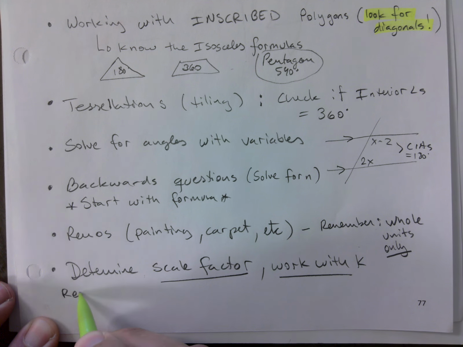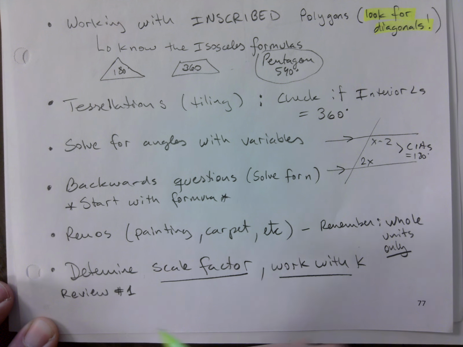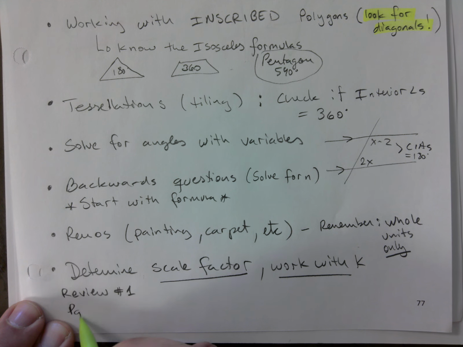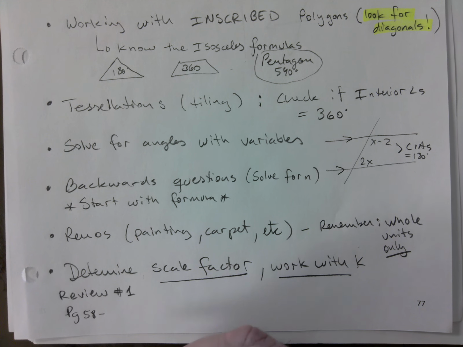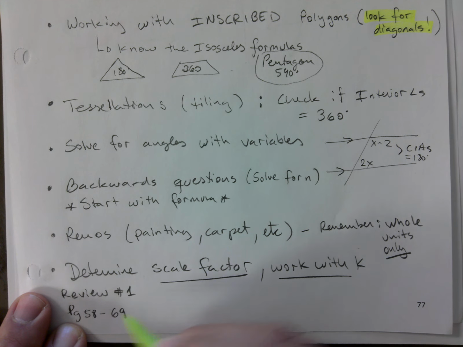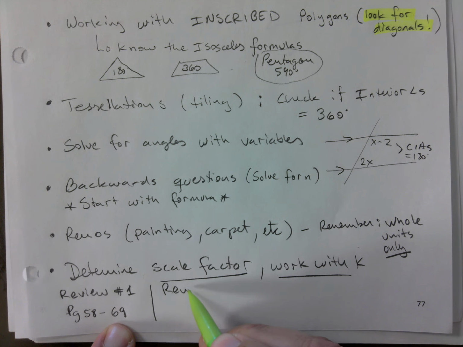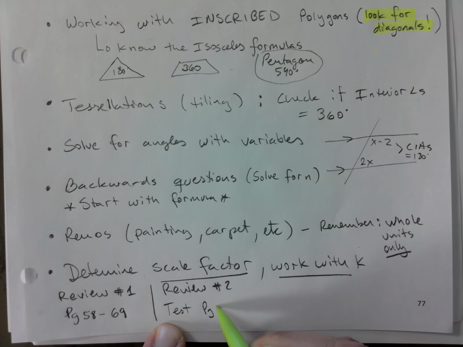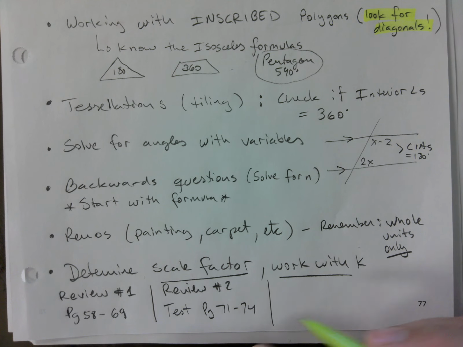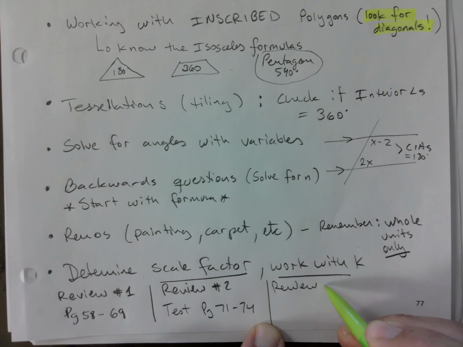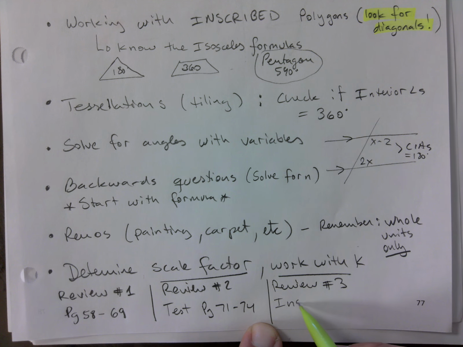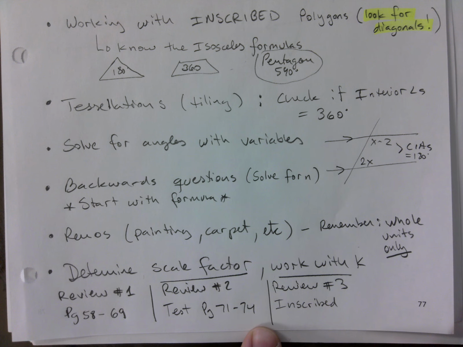And I will give you a bunch of reviews here. Review number 1. I have to look at my page 58. And it seems like a lot of pages because you have a lot of space in there. That's your first that you can try. Review number 2. That's the chapter test, page 71 to 74. Review number 3. Inscribed polygons. So if you need review on inscribed, by the way, they're also found in these other pages.